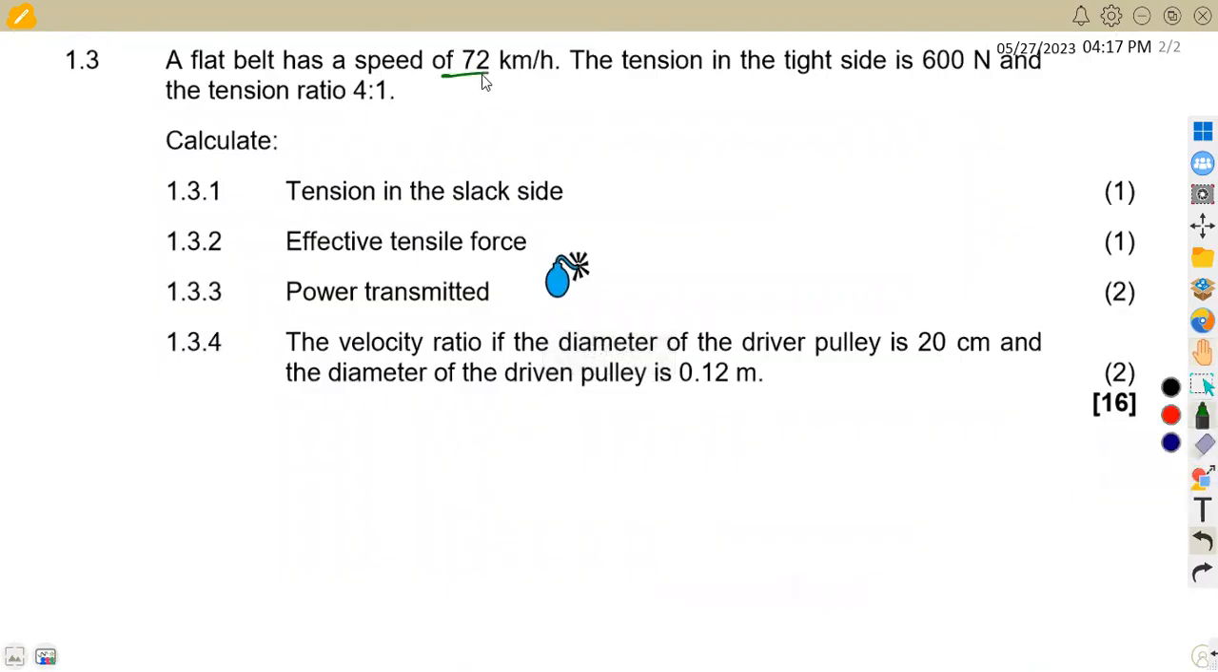So we have given the speed of the belt in kilometers per hour. So this is the linear speed, which we can take as a V, which is supposed to be in meters per second. So that's 72 kilometers per hour. But know that in a meter per second, this is equal to 3,6 kilometers per hour. So you can divide by 3,6 to convert to meters per second. So this would be 20 meters per second. So that's our velocity.